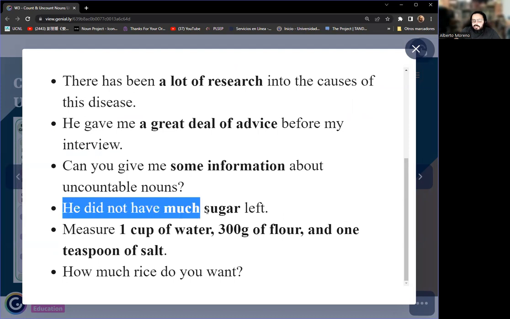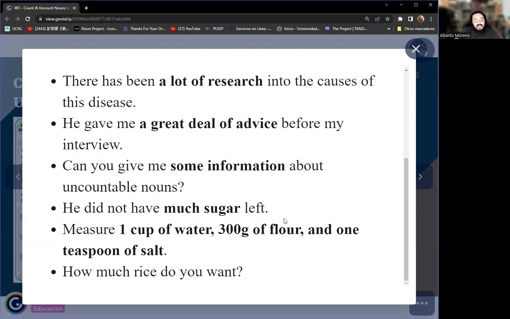He did not have much sugar left. A él no le queda mucho azúcar. Okay, porque ya se le acabó, se le cayó, quién sabe. Much, some, great deal of advice, great deal, a lot. Estos son cuantificadores. Y luego tenemos unidades de medida.